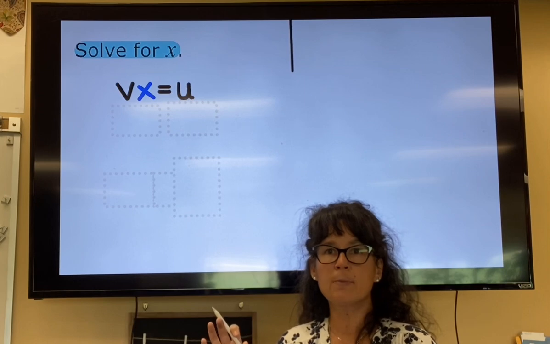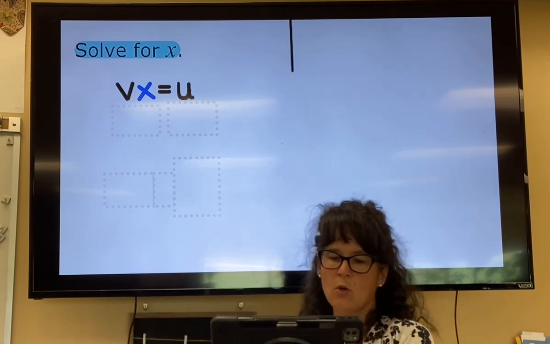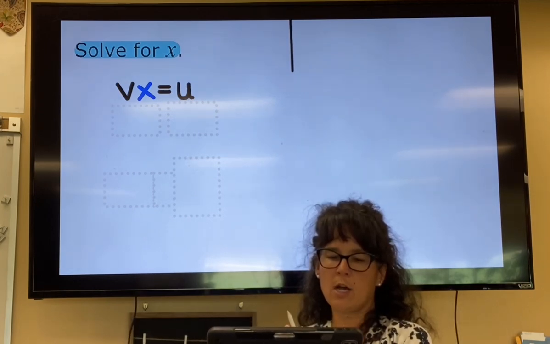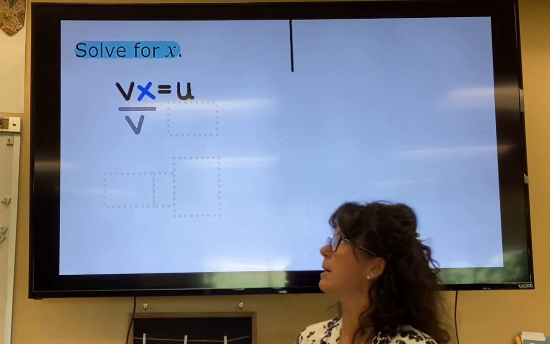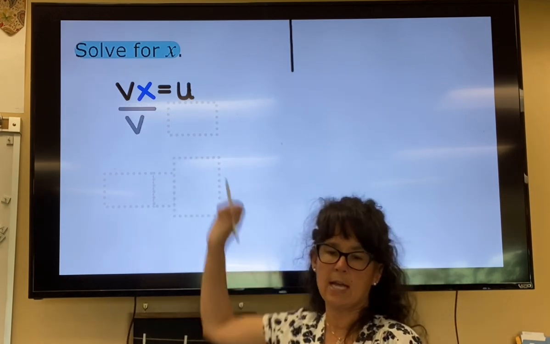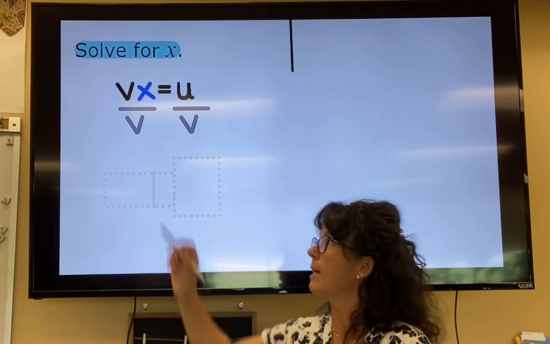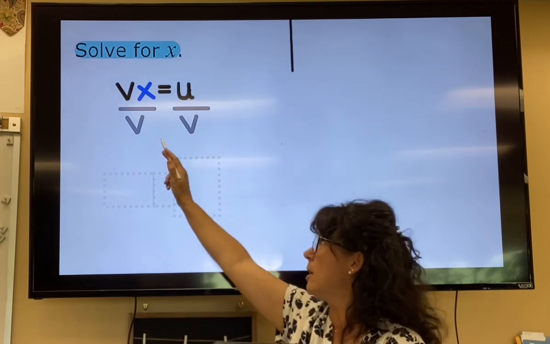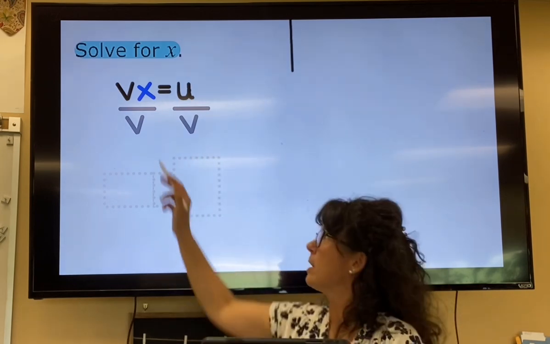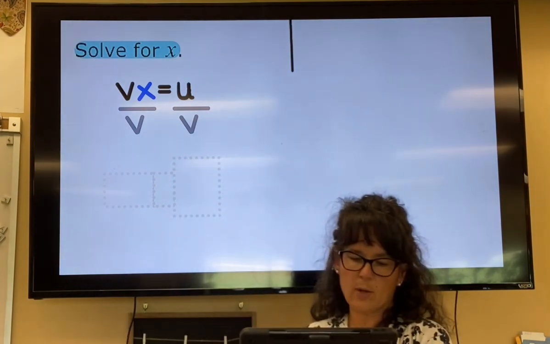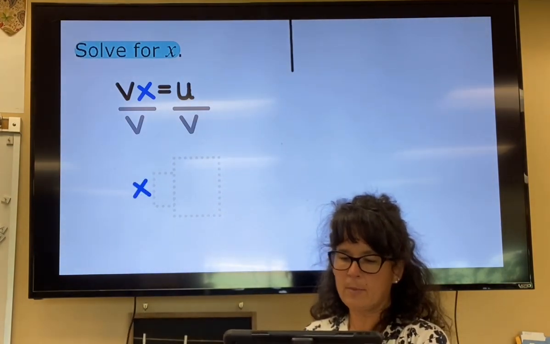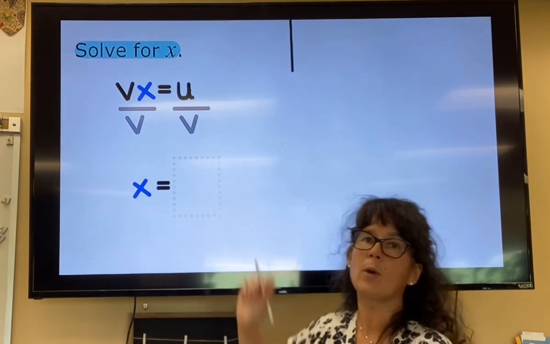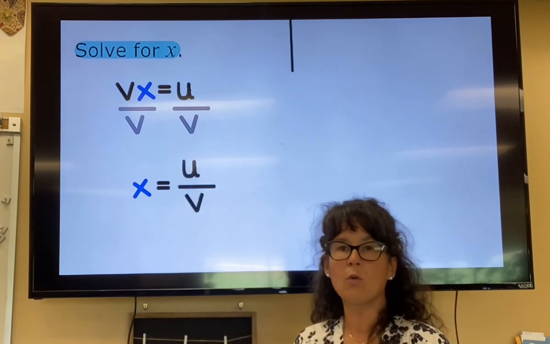What undoes multiplication is division. So I am going to divide by V to get rid of times V. What I do to one side, I do to the other, using that underline to show division. Divide by V, divide by V. This V gets rid of this V, so X is now by itself. I'm going to bring down the equal sign, and the right side is now U over V.